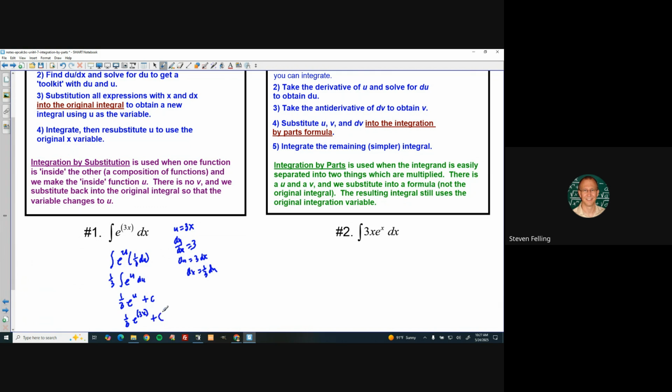Right? So that is how integration by substitution works. This is the inside function. And more importantly, we're substituting back into the original integral. We're substituting into the original integral.